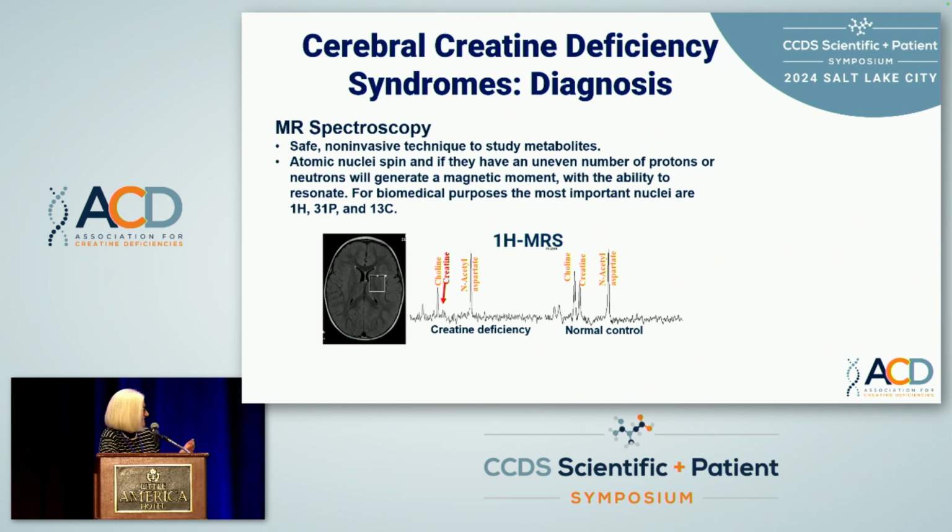You can see that there are three major peaks that are revealed by this examination, by this test, and they are choline, creatine, and N-acetyl aspartate. In patients with creatine deficiency, choline and N-acetyl aspartate are present, but the creatine peak is missing. So this is common to all three conditions.